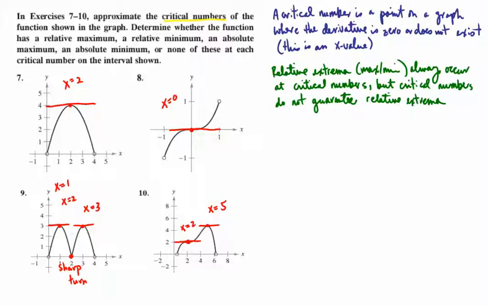So we can identify a critical number as a point on a graph where either the derivative is 0, you have a horizontal tangent, or the derivative does not exist. Now, the second thing we want to do here is determine whether the function has a relative maximum, relative minimum, an absolute maximum, an absolute minimum, or none of these at each critical number in the interval shown. Alright, so we have a new term first of all, and that is absolute extrema.